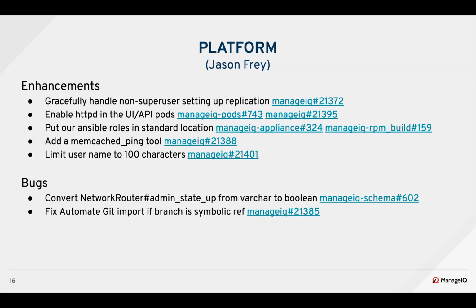And a community user, Sprahaska, fixed an automated Git import issue when the specified branch was a symbolic ref. This is particularly important if you want to use something like a head ref, which is a type of symbolic ref in Git, and it wouldn't work before. After the change, it does work.